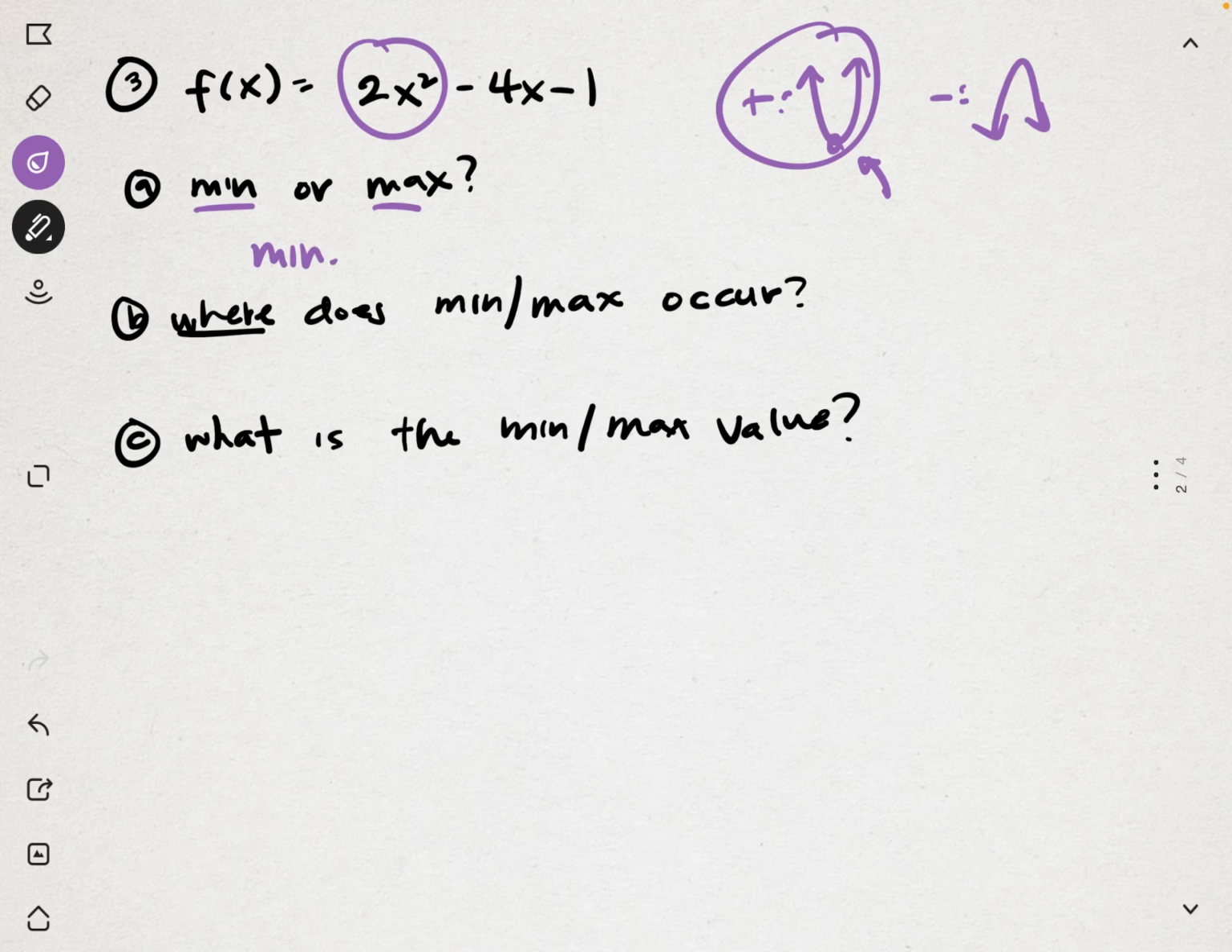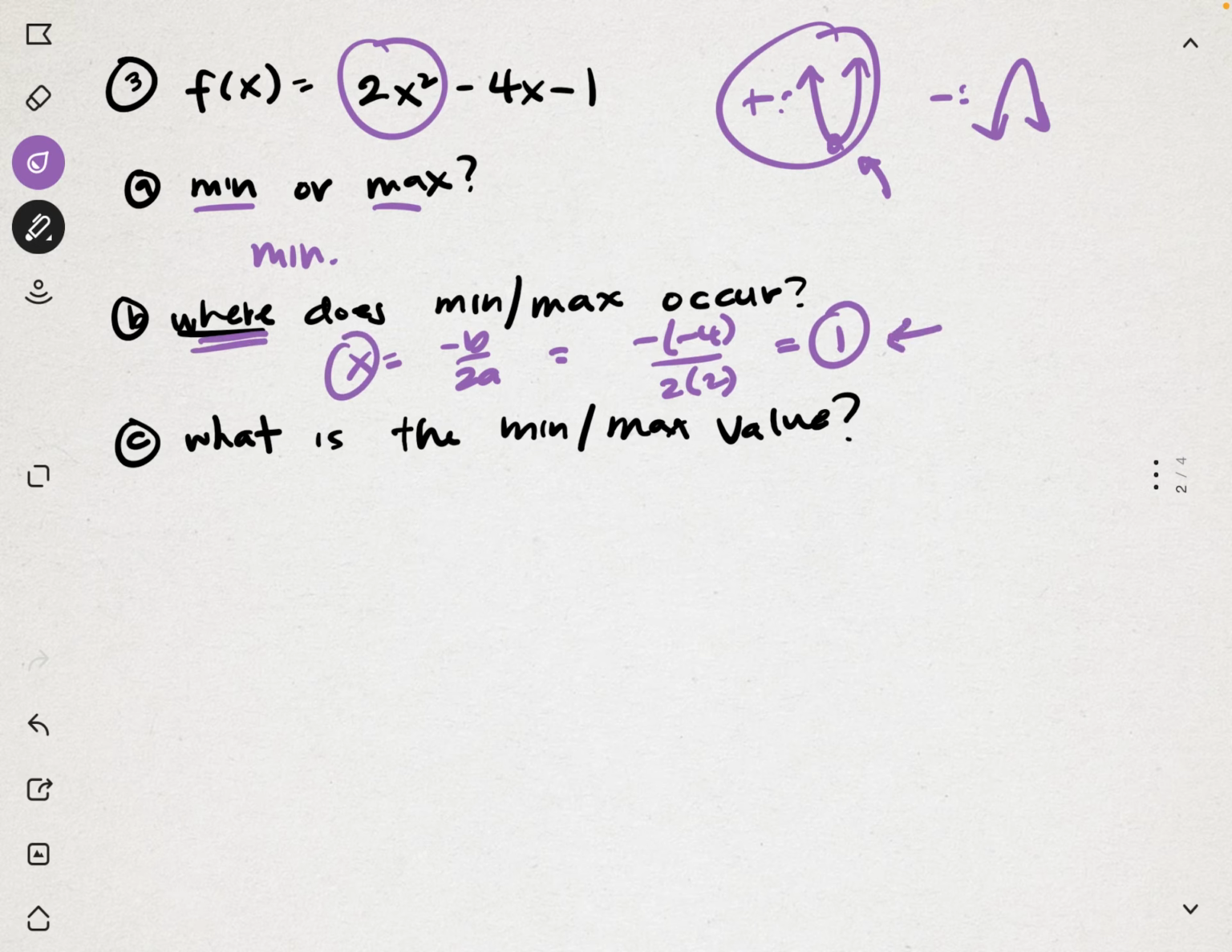Now it asks, where does the min or max occur? So we're going to go back to our vertex, right? We want to find our vertex, so we know we're going to do x equals negative b over 2a. So our b is negative 4, and our a is 2. So negative negative 4 is positive 4, and then divided by 4 is 1. Okay, so it's asking us what x value. So we found that, right? So it's at positive 1.